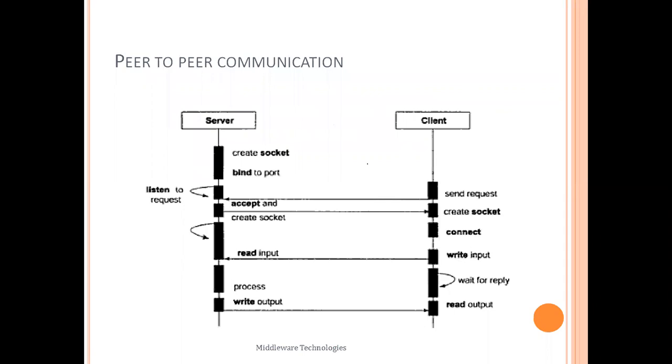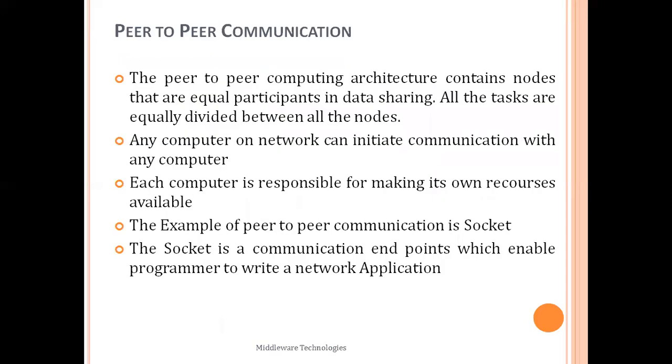Here in peer-to-peer architecture, two different nodes, two different systems will be there. Whereas in client-server architecture, one client will request and the server will provide, but in peer-to-peer communication, the two nodes or two machines will have the same, equal responsibility. The two participants are the same. Here any computer can initiate the communication to another, and each computer is responsible for making the resources available. An example for this model is socket.